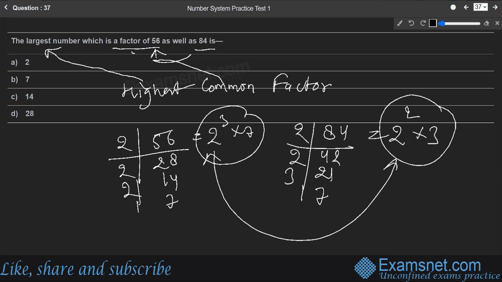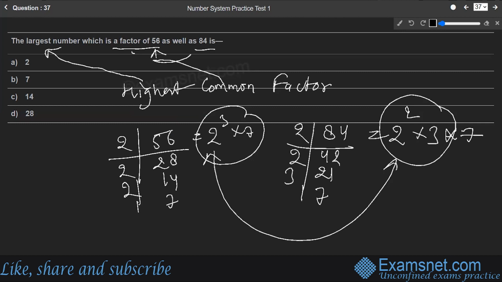2 has divided 56 by 28. Then 2 has divided 14, 2 has divided 7, so 2 cube into 7. And the next thing that we did was for 84: 2 into 42, 2 into 21, and then there should be 3 7s 21. So there has to be 7 also written here. The 7 was missed out. 2 square into 3 into 7.